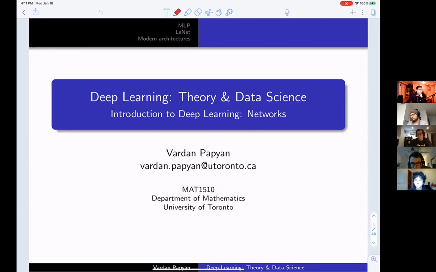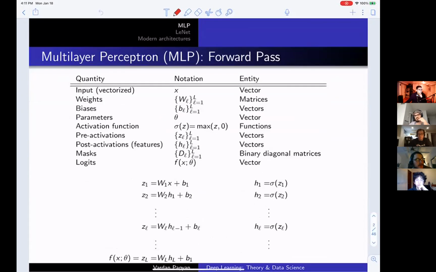Let me do a quick reminder of what we've seen in the previous week. In the previous week, we started talking about the multi-layer perceptron network.